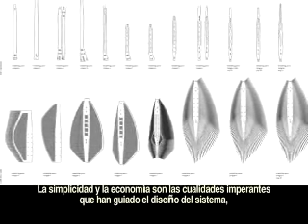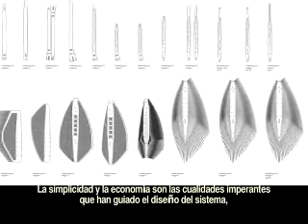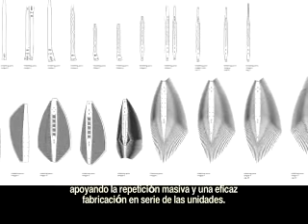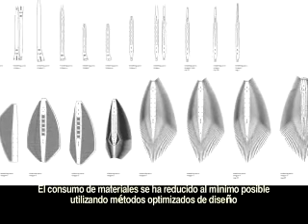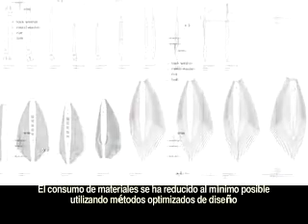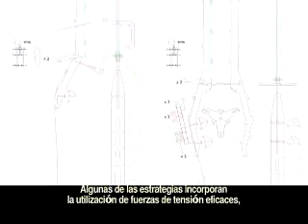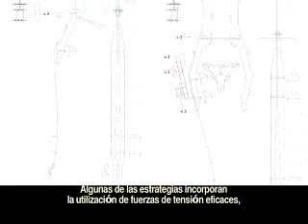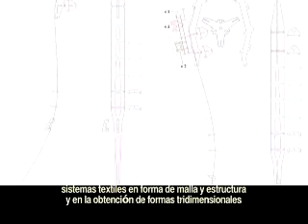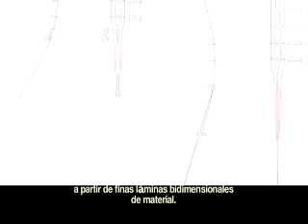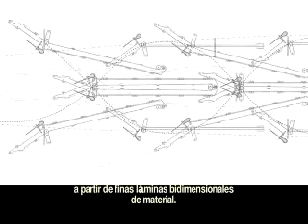Simplicity and economy are prevailing qualities that have guided the design of the system, supporting massive repetition and efficient mass manufacturing of assemblies. Consumption of materials is reduced to a radical minimum by employing optimized, form-finding design methods. Strategies include use of efficient tensile forces in textile systems in mesh and shell forms, and derivation of three-dimensional forms from thin, two-dimensional sheets of material.